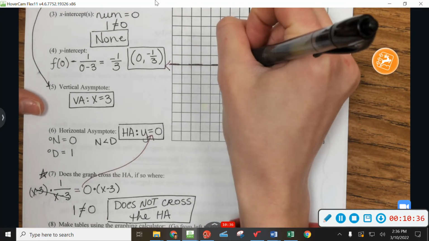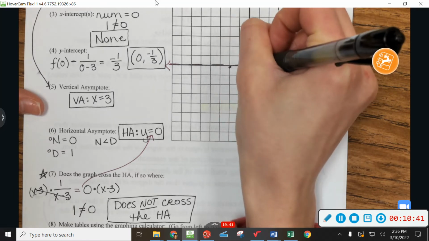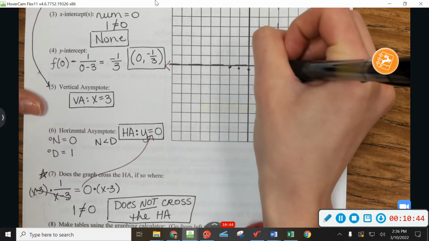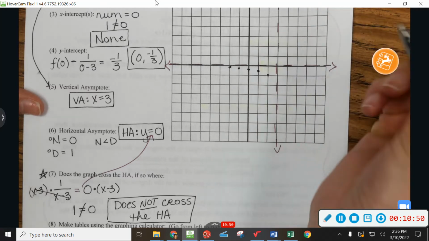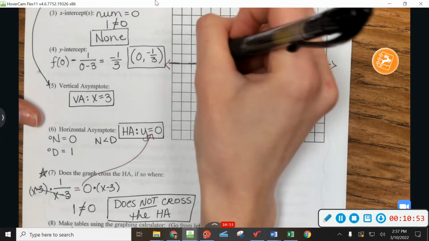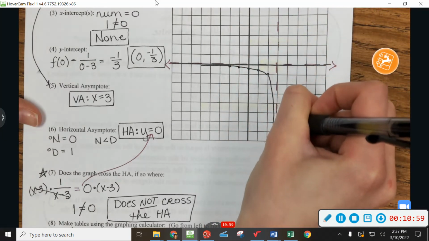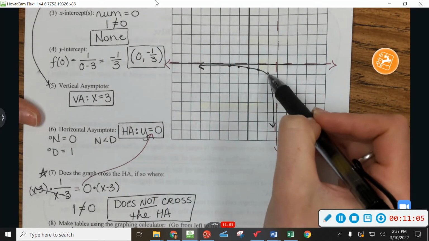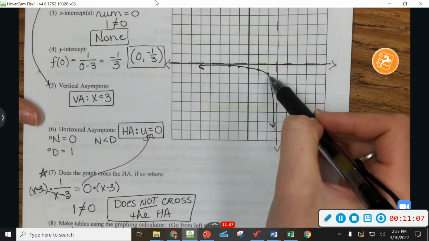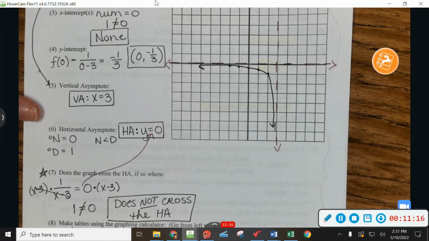I'm going to plot my points. I didn't have very many points between, well, I could have changed the table step in my calculator if I wanted points between x equals 2 and x equals 3. But if you know what the curve looks like, that's not necessary.